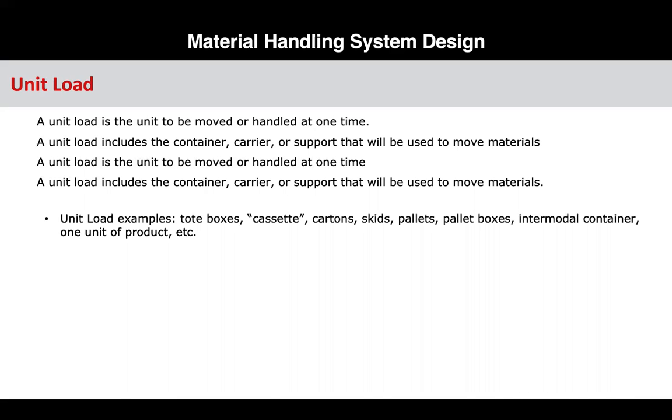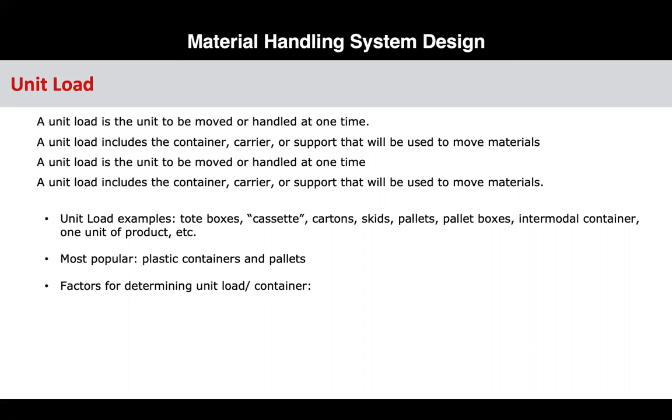Examples of unit load could be tote boxes, cassettes, cartons, skids, pallets, pallet boxes, intermodal containers, particularly sea or interdivision or truck containers, or one unit of a product. So a unit load is what you can use to move one unit of material, and a unit could be more than one piece though. The most popular types of unit loads are plastic containers and just the normal forklift type of pallets.